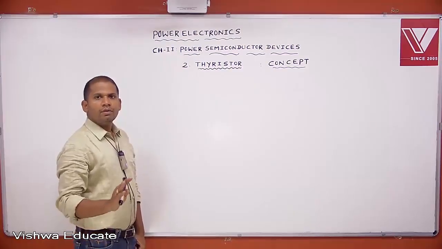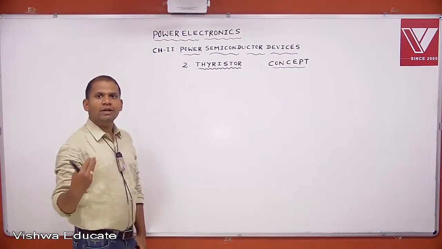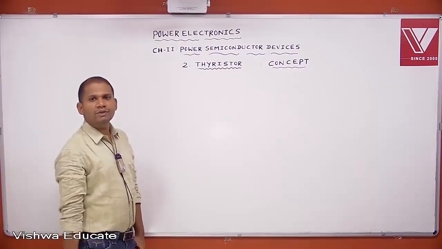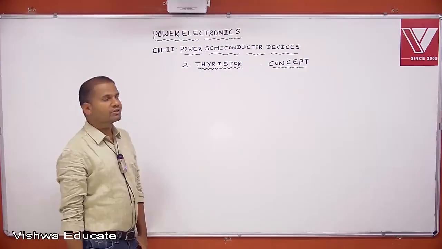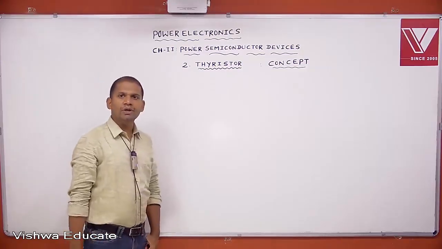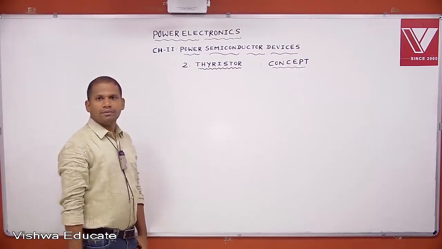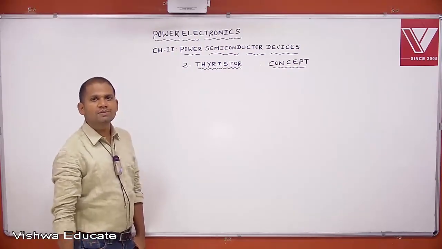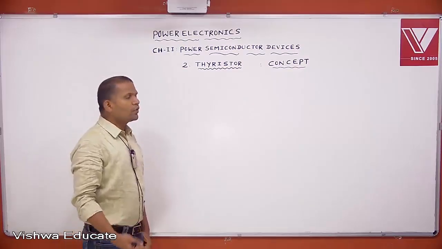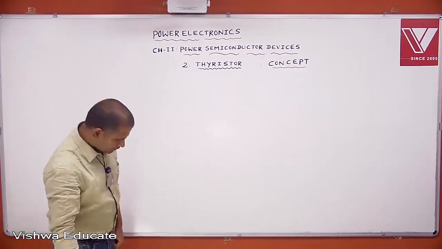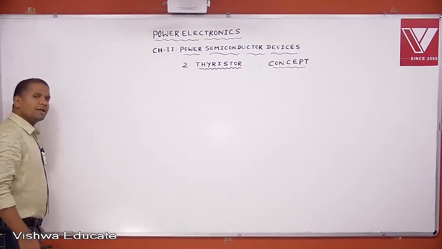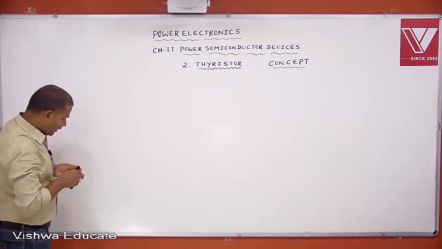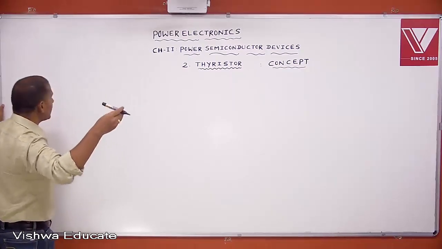Now the continuation of that concept is given for over voltage protection, which protecting element we are using, for over current protection, which protecting elements we are using, what exactly di by dt protection, what exactly dv by dt protection, then what is gate protection. All these concepts I discussed. Now we go in detail about the concept of Snubber circuit. That is a very important concept from the competitive point of view. First we will see the concept of Snubber circuit.